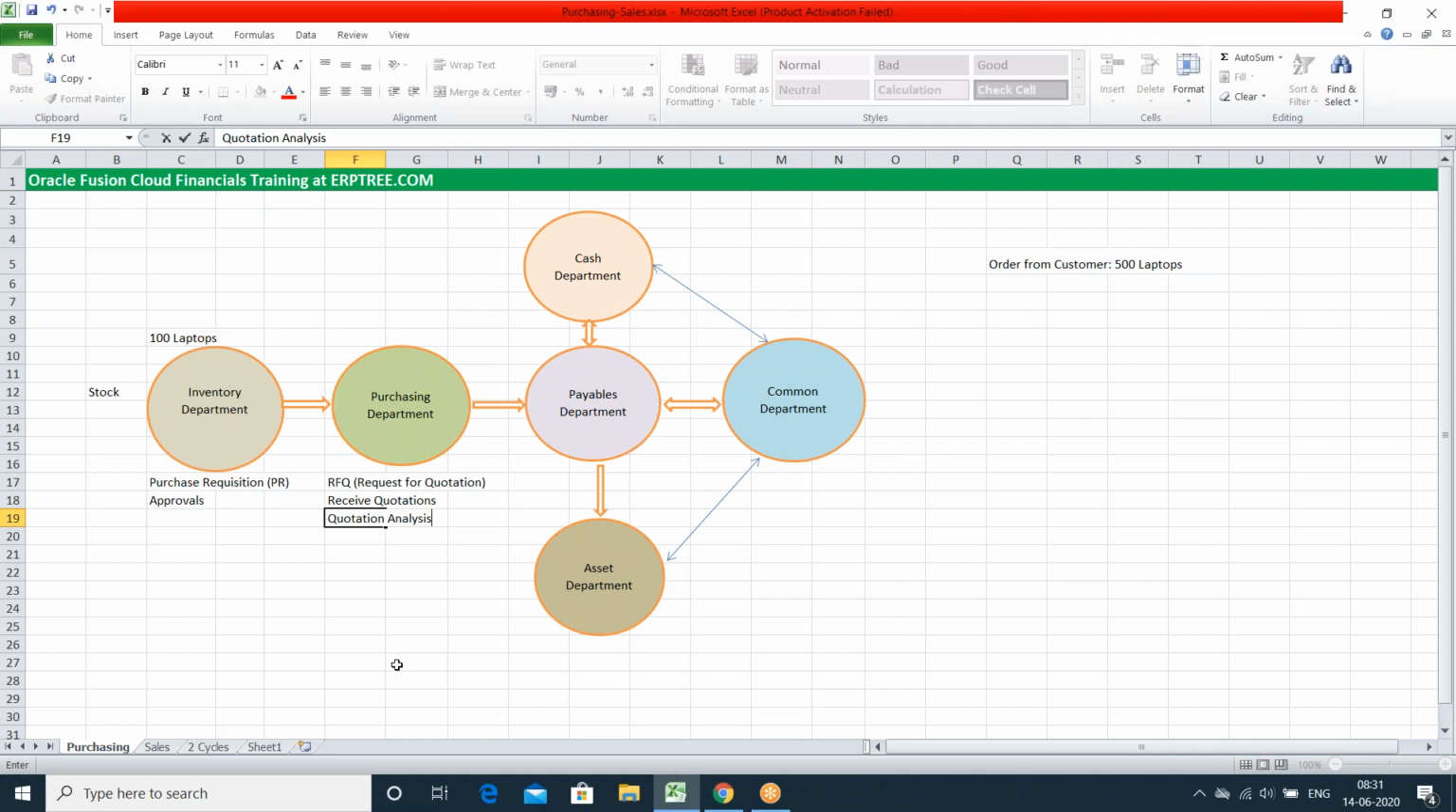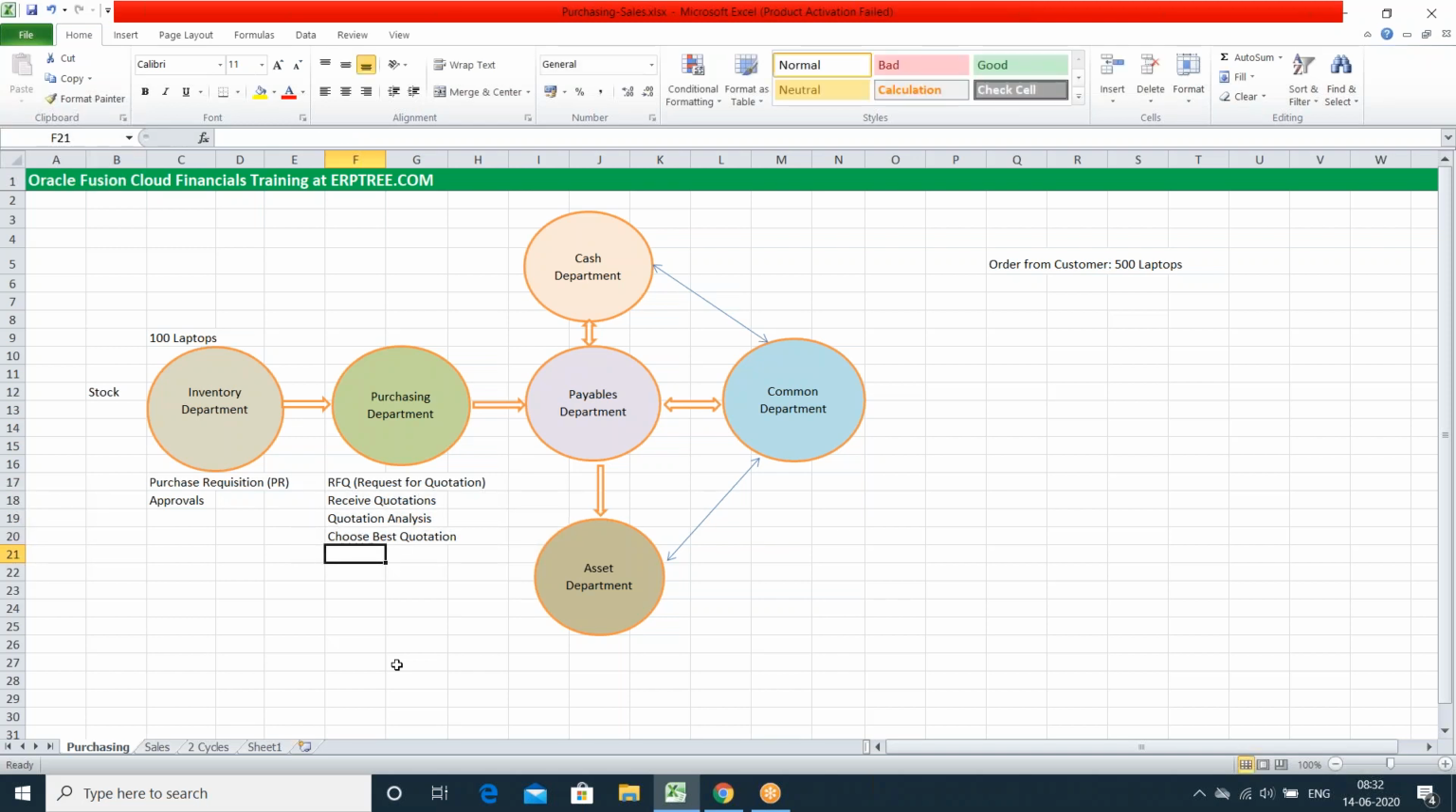When they do the analysis, they can identify the best quotation. Whichever vendor or supplier is giving us the best price and best terms, accordingly they'll choose the best quotation. The purchasing department should choose the best quotations. They may choose one or multiple best quotations from different vendors, or they may choose one quotation from a specific vendor. That's all about from whom they want to buy those laptops. Accordingly they can take the decision.